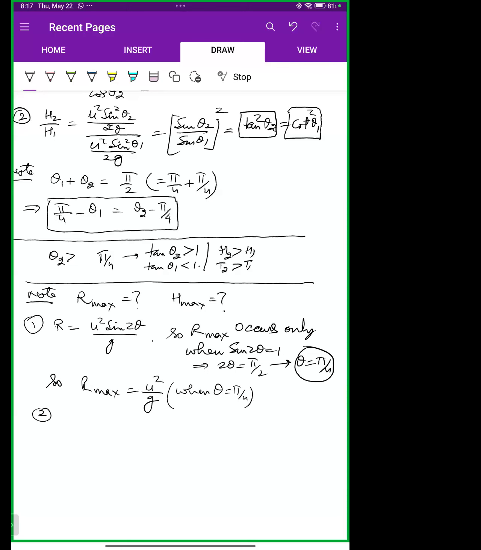Second, H is U square sine square theta upon 2G. So H is max when sine theta is equal to 1. Sine square theta is 1. That means sine theta is 1, which makes theta pi by 2.